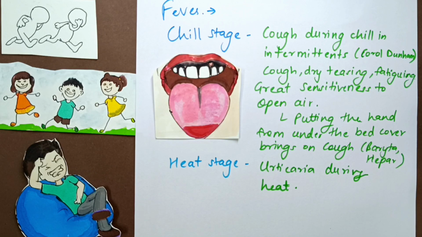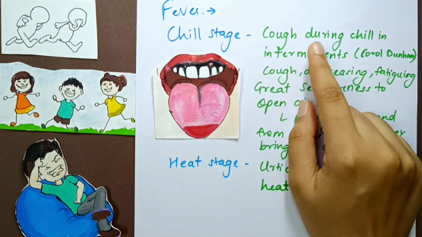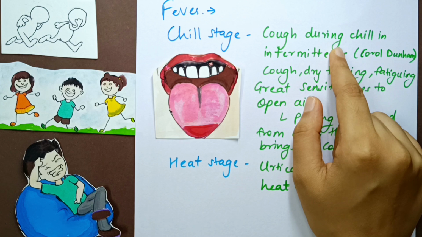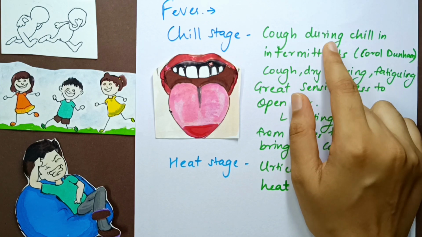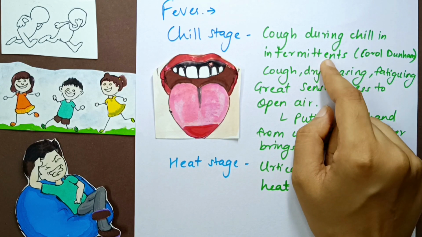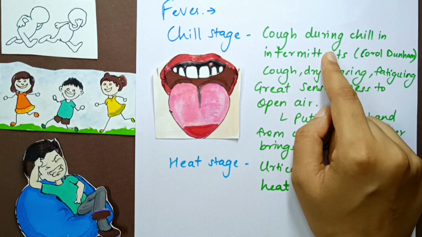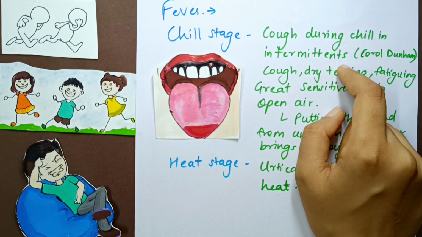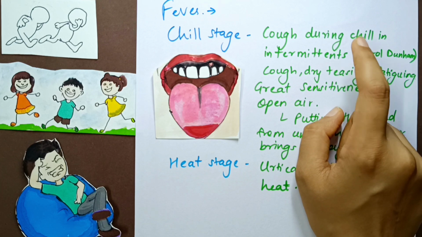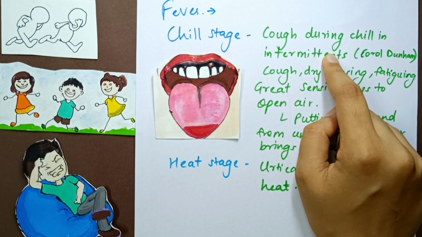So in fever, in the chill stage, cough will be there. He mentions it and tells us that this is a very characteristic symptom, that there is cough during chill and intermittence, meaning intermittent fever. And this symptom was given to us by Carol Dunham, who is another doctor and is very reliable. That is what Dr. Nash says, that this symptom is very reliable.